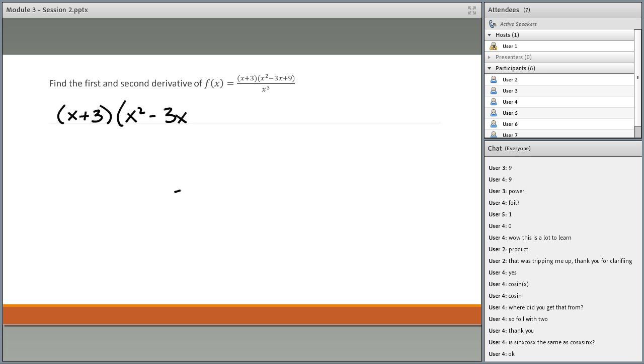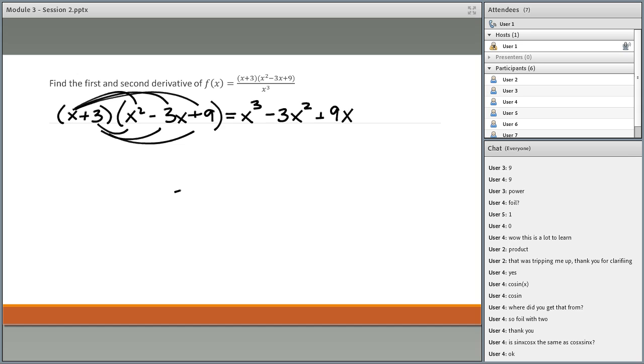So let me multiply out the numerator. I can FOIL this out, or you can think of it as distributing this x to each term, and then distributing this 3 to each term. So what we would have is x to the third minus 3x squared plus 9x. That's just distributing the x. And then distribute the 3, so I have plus 3x squared minus 9x plus 27. So I FOILed out, or multiplied, the x all the way through and the 3 all the way through.